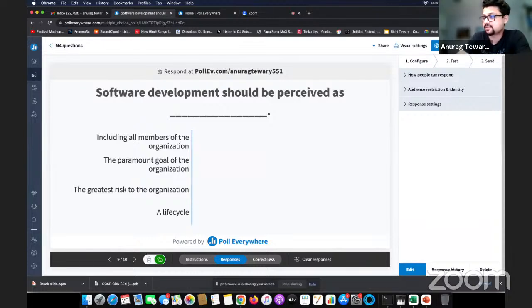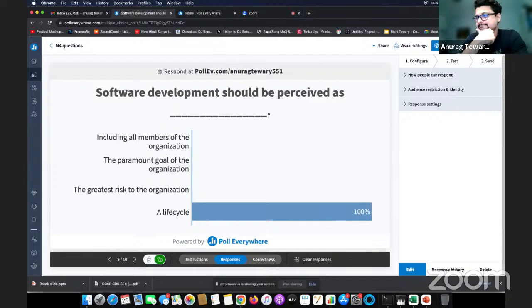So software development should be perceived as what? I think that's correct. It should be straightforward. It's a life cycle, because when you do software development, you test things and you deploy. Testing would lead to some known bugs or improvement areas. You would again go back into the life cycle. You keep going through the cycle of design, build, test, deploy. So it keeps running in a life cycle all the time.